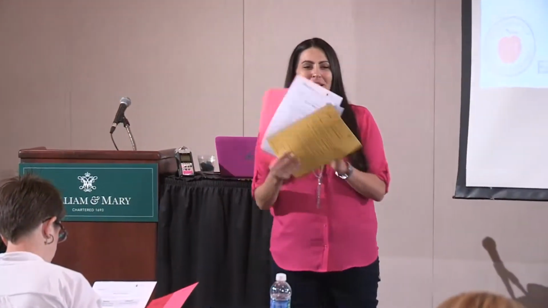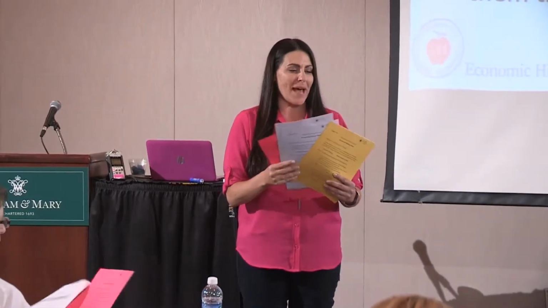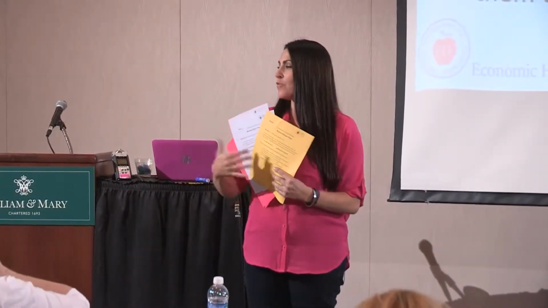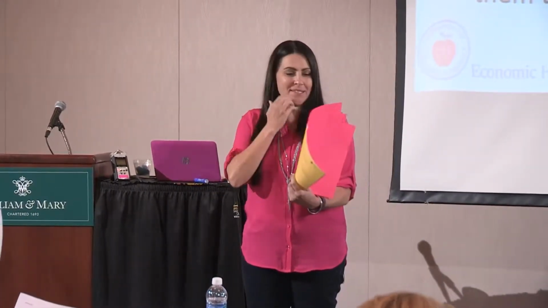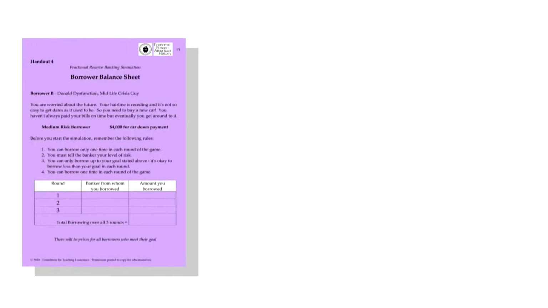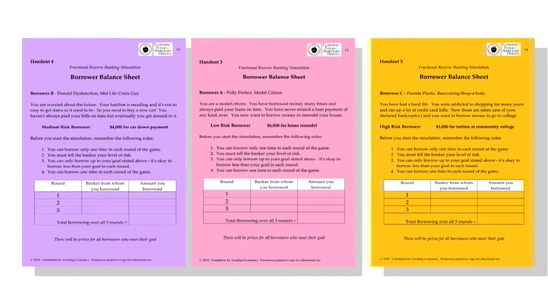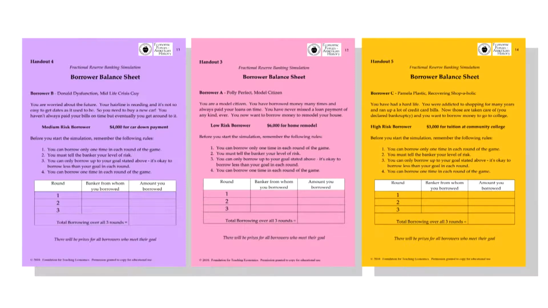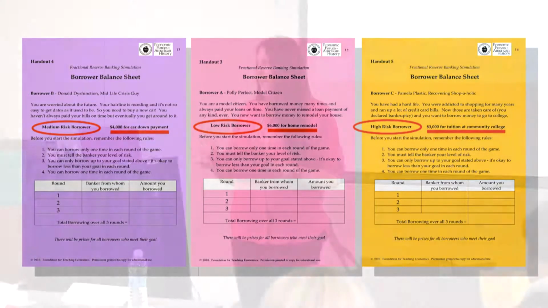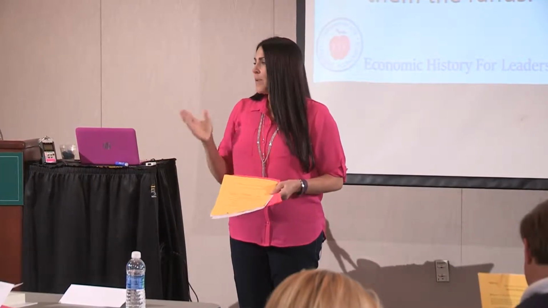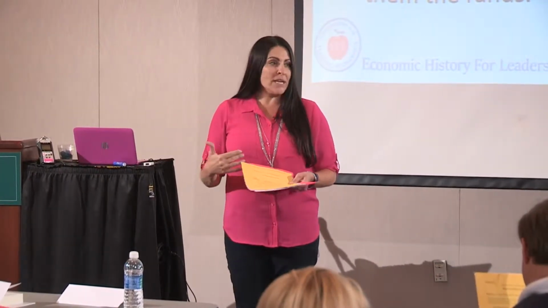Okay, all borrowers got one of 3 roles passed out. You're playing the role of one of 3 borrowers. And so whether you are Donald Dysfunction, Polly Perfect, or Pamela Plastic, start channeling that role right now. You're going to read your role, and at the top it's going to tell you your risk level, and then it will also tell you how much money you're trying to borrow and for what. Your goal, borrowers, is to borrow enough money throughout the game to try to meet your goal.